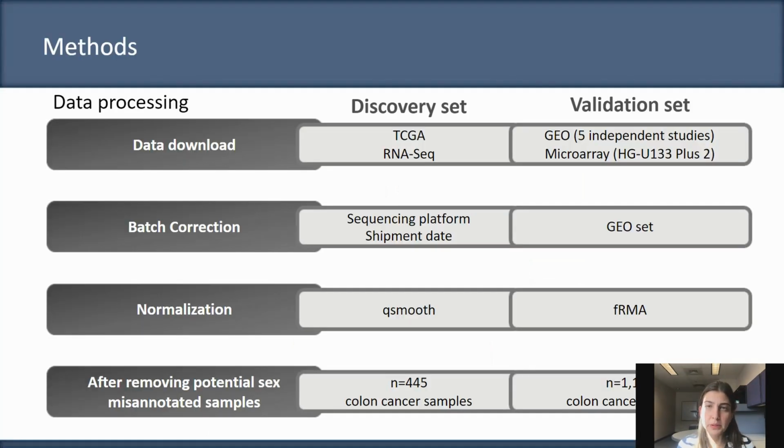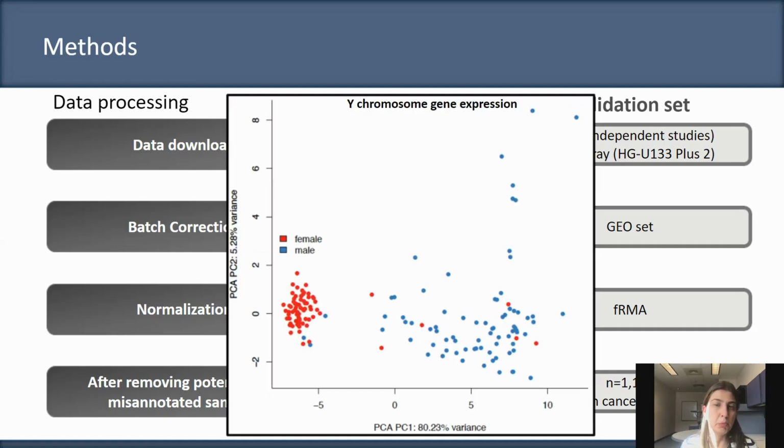So in this work, we used data from the TCGA dataset as our discovery set, and we also used 5 independent studies that were available in GEO as our validation set. We have a robust pipeline to process this RNA-seq data and microarray data and also perform some gene expression normalization. But I want to again emphasize that one important step is to remove sex misannotated samples.